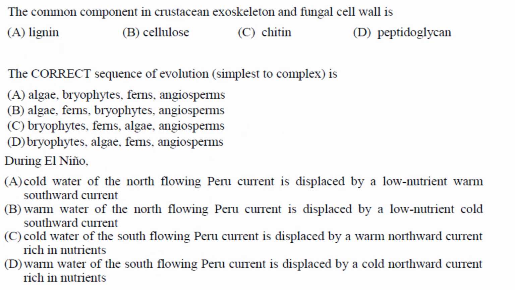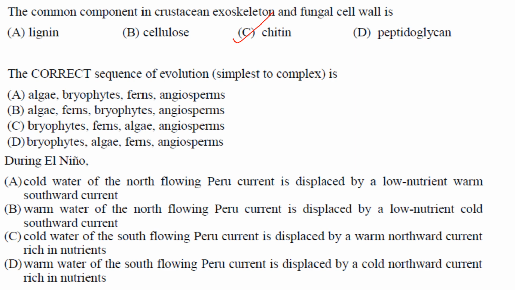Then the common component in crustacean exoskeleton and fungal cell wall is. The fungal cell wall is made of mainly chitin, and the crustacean exoskeleton is also made of chitin. So that is the common component. So the answer is option C.